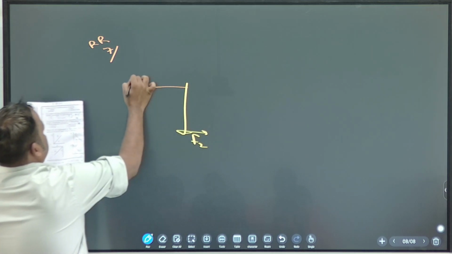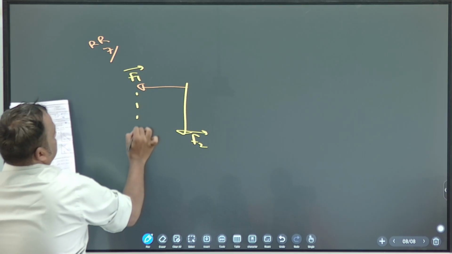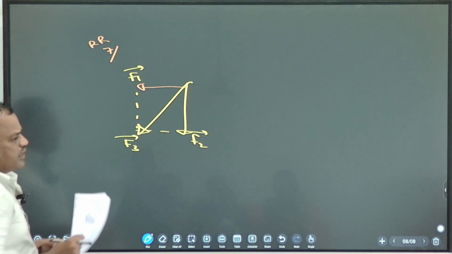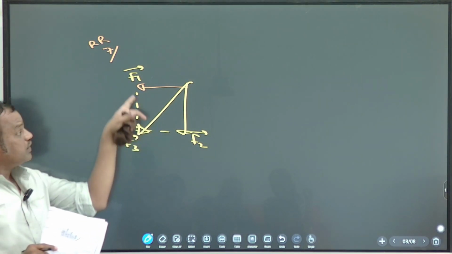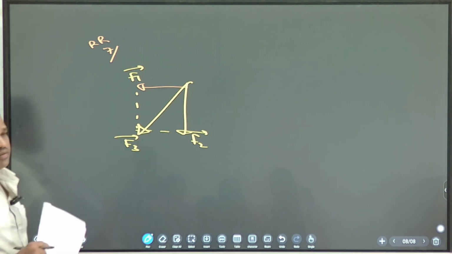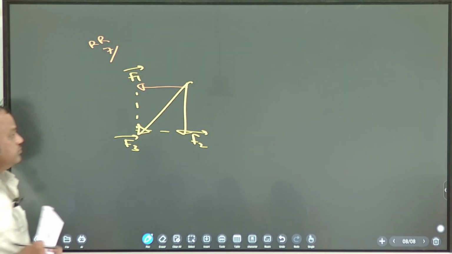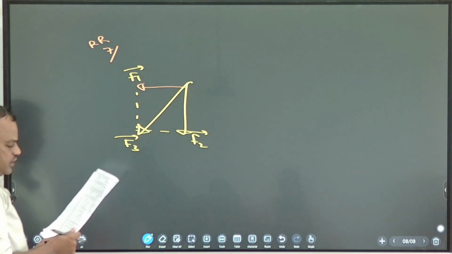This is F2 vector. This is F1 vector. Now what is this vector? F3 vector. F3 vector, F2 vector, F1 vector. So parallelogram it is, right? Or triangle law? Parallelogram. So correct only.